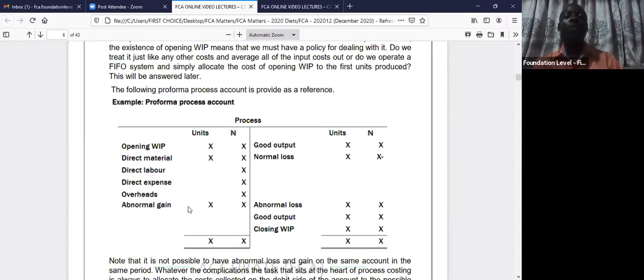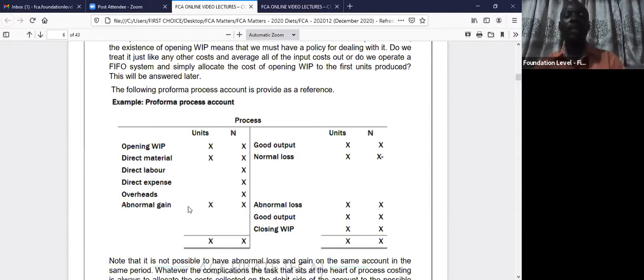Whenever you have abnormal gain, it always goes to the left-hand side of the process account. So there are three or four things that could be in the left-hand side of the process account. Opening stock must be there. Sometimes opening stock may not be there, it may be zero. Direct material will be there. Conversion will be there. And if there is abnormal gain, it stays there.